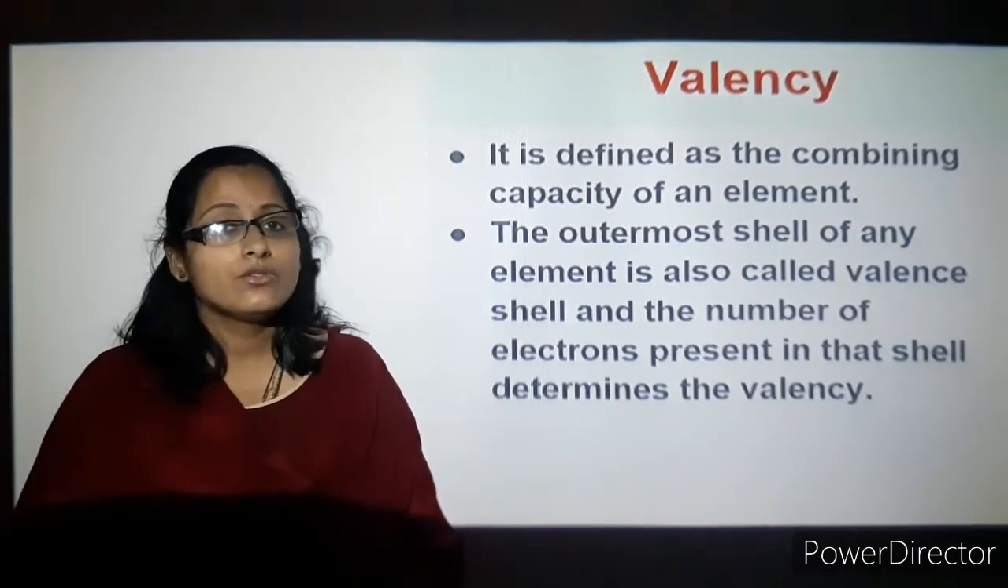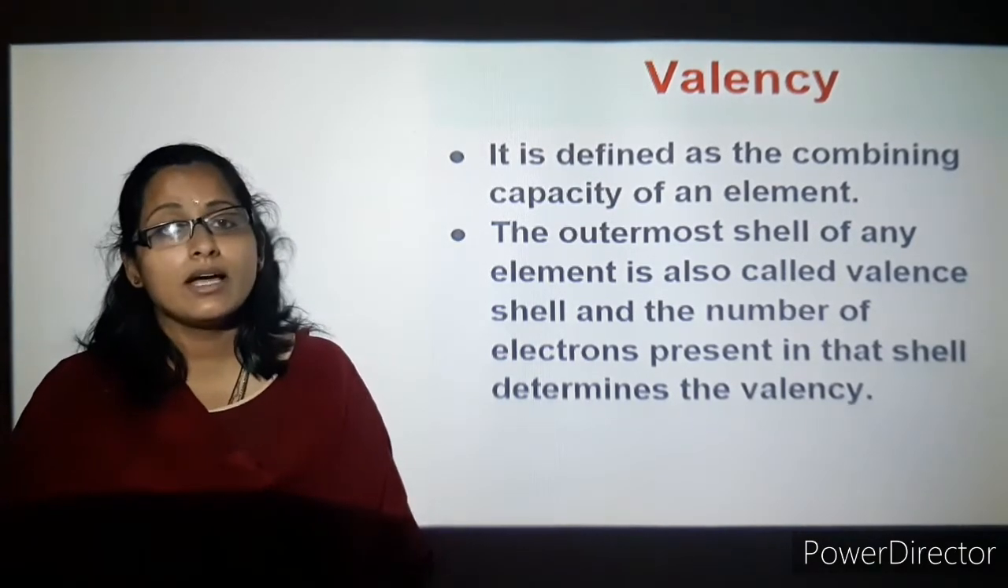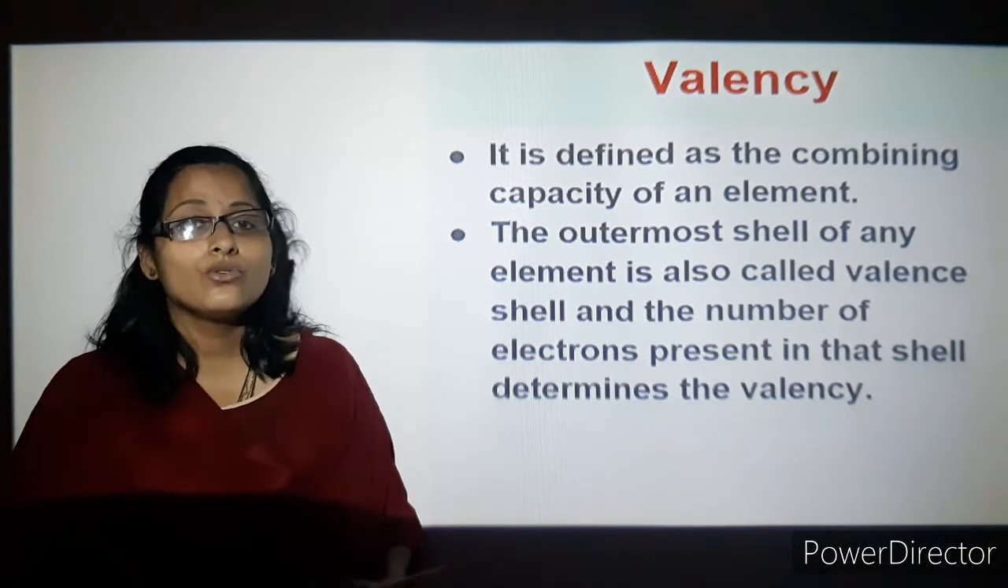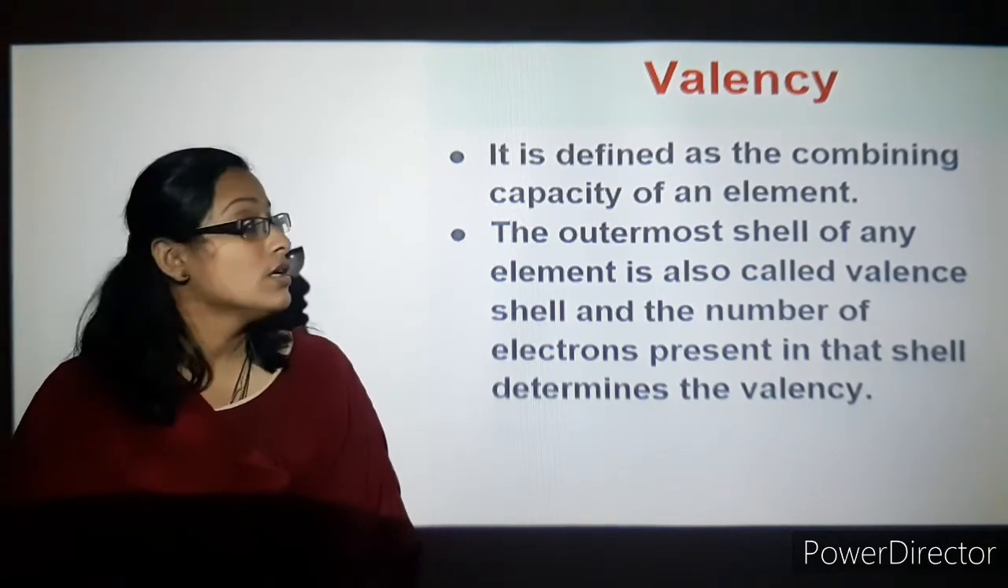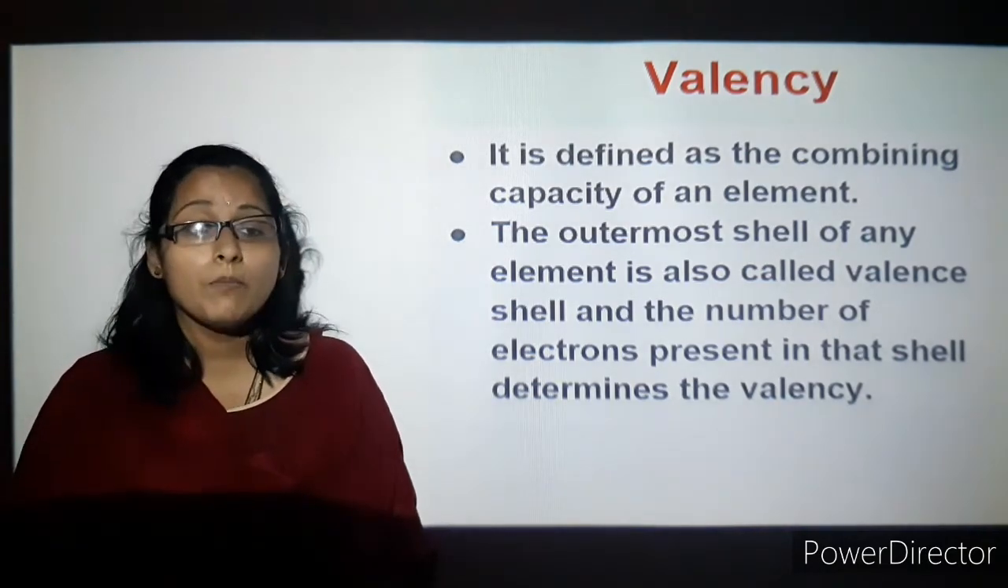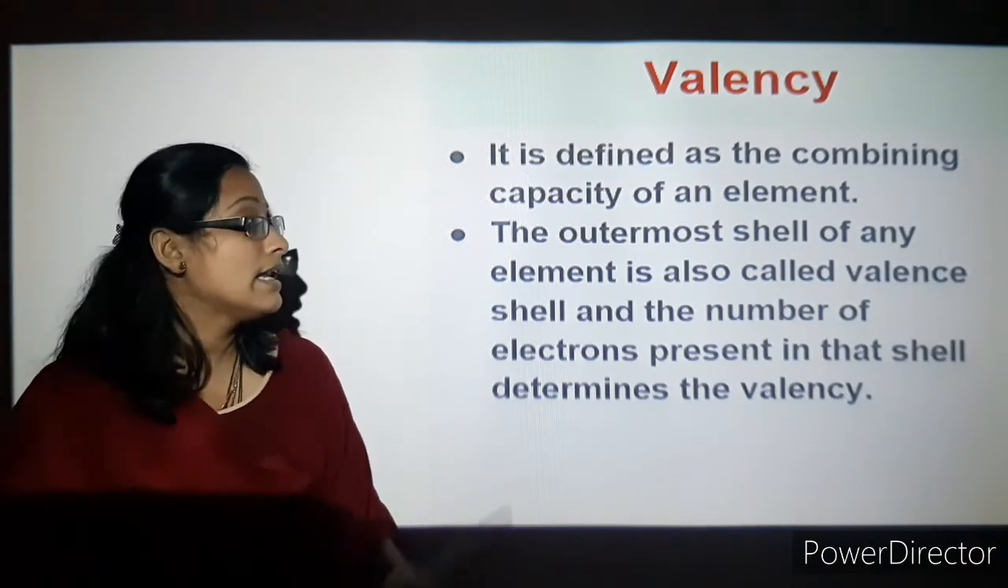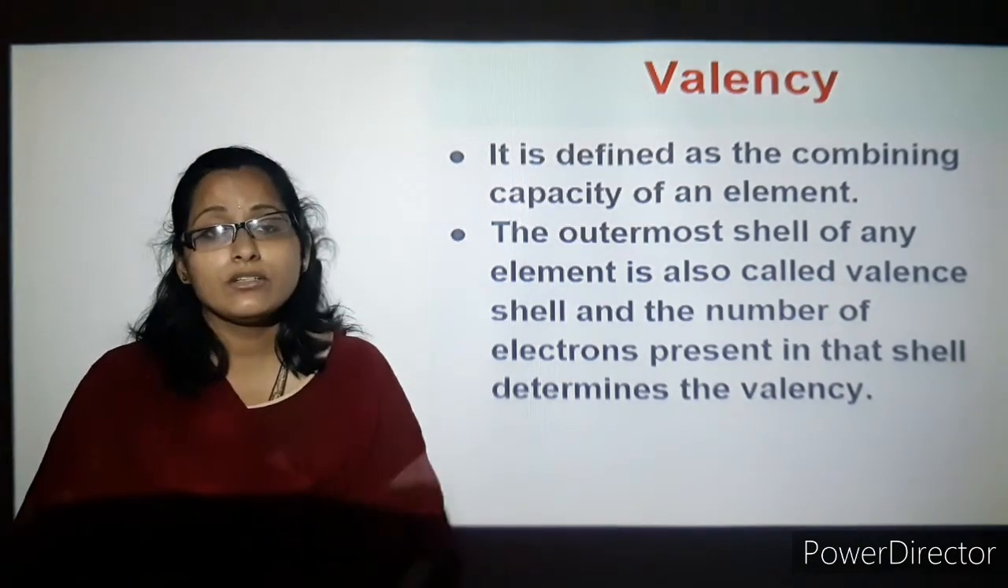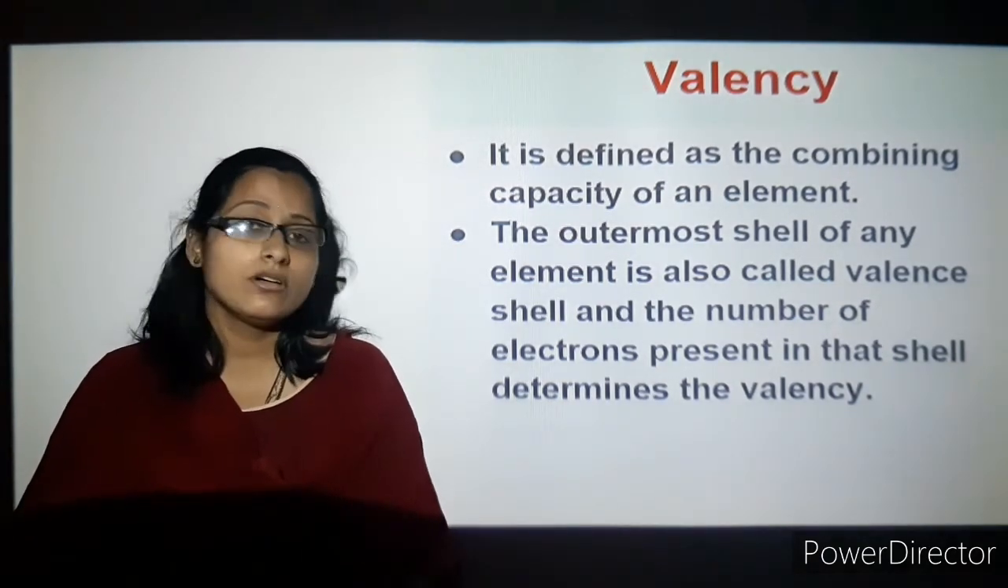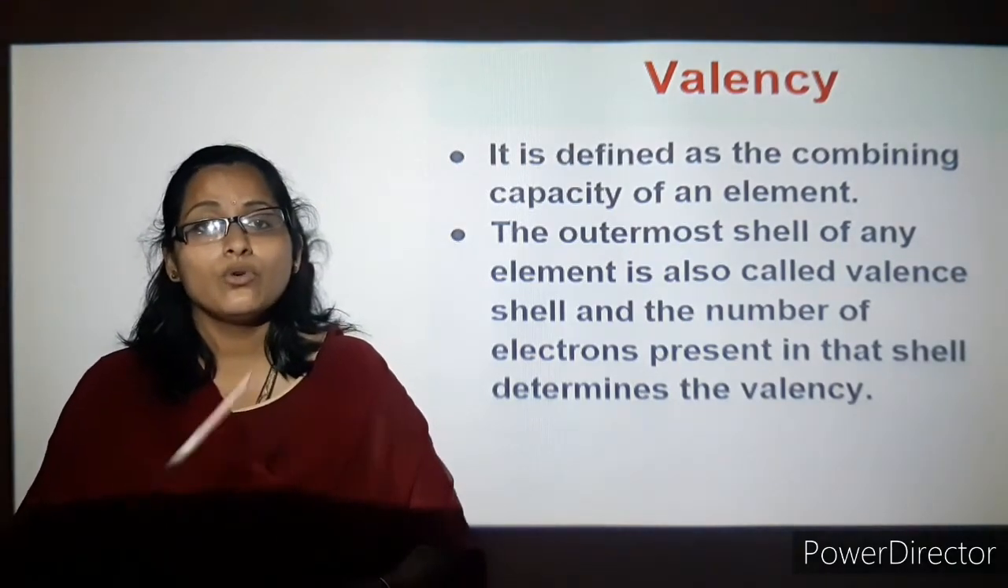So now, as I told before, we need to understand valency to know more about the ions. So what is the valency? It is the combining capacity of an element, like water. So you can see H2O.